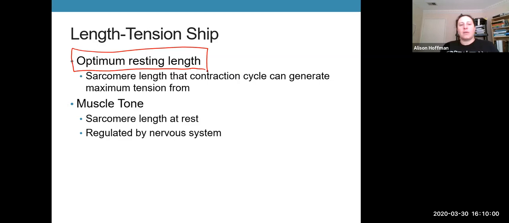And the interesting thing about muscle tone, which we talked about before, right? That constant small amount of contraction, the nervous system is in charge of it. It typically keeps our sarcomeres at the optimum resting length. So when we say that one of the functions of muscle tone is to allow muscles to be ready to go when they're needed again, it's because they're keeping them at optimum resting length, and so we're able to generate maximum tension as soon as they're stimulated.